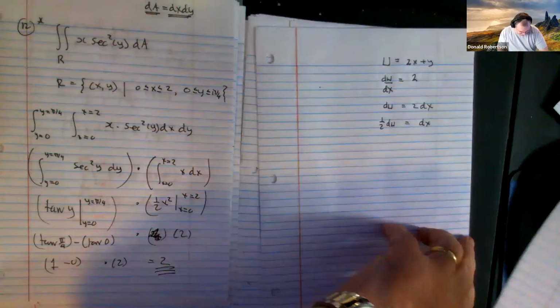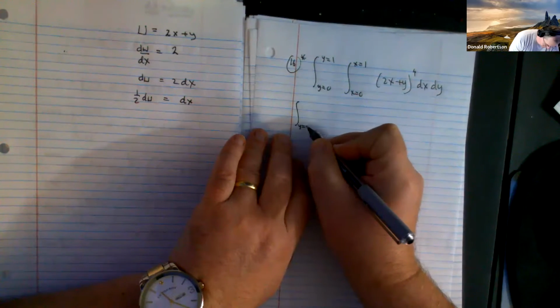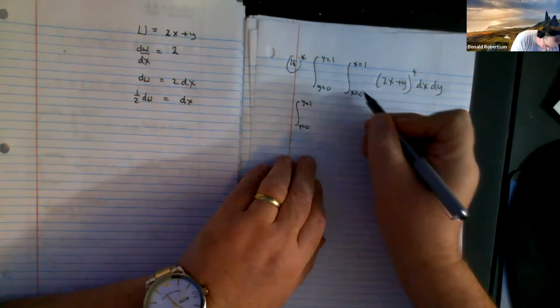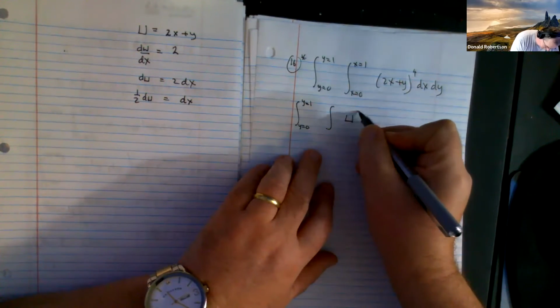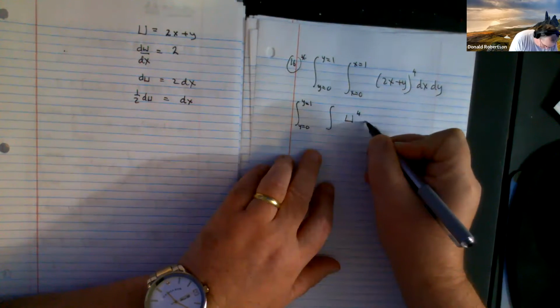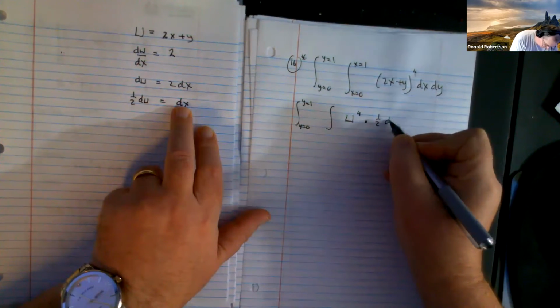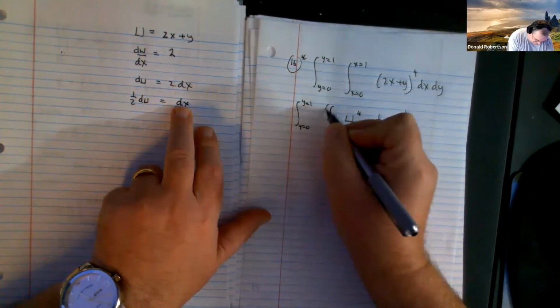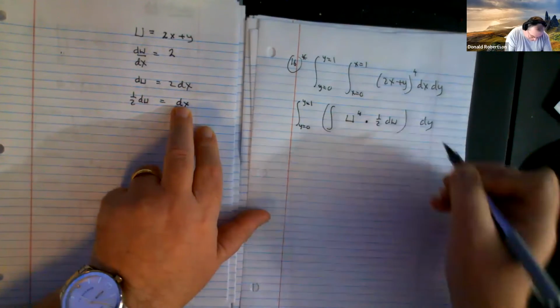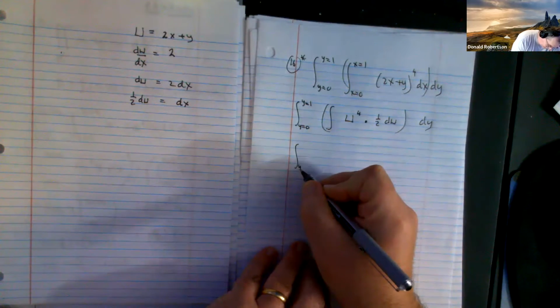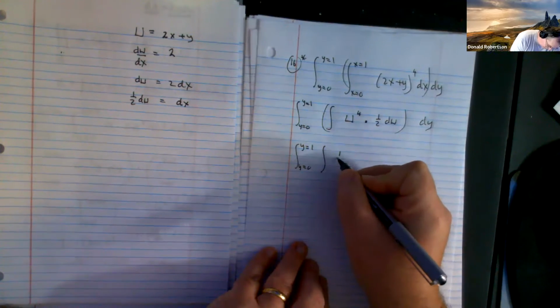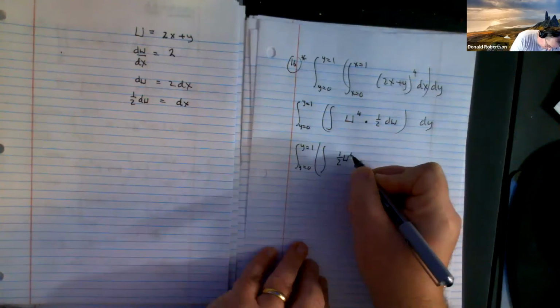Right. Now, going to switch places because I like to write on my right-hand side. This is going to be the integral from y equals 0 to y equals 1. This fella I'm going to write down as u to the power of 4 times 1/2 du dy. So this piece here has now become that guy. And that's going to turn into the integral of 1/2 u to the 4 du.